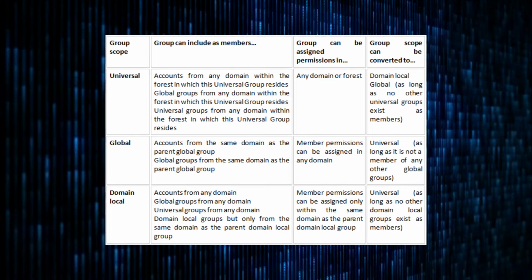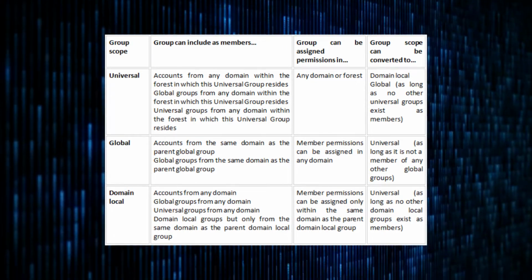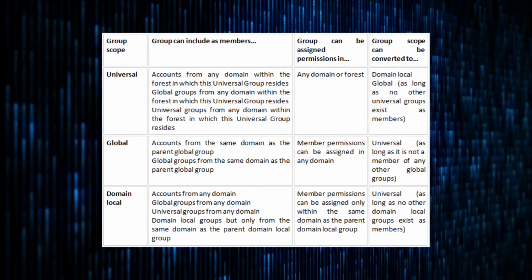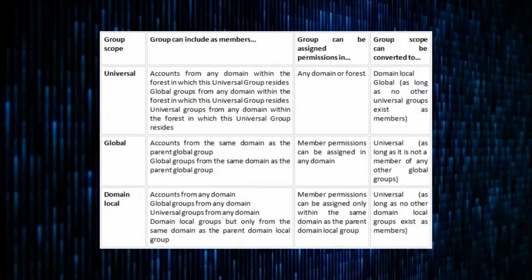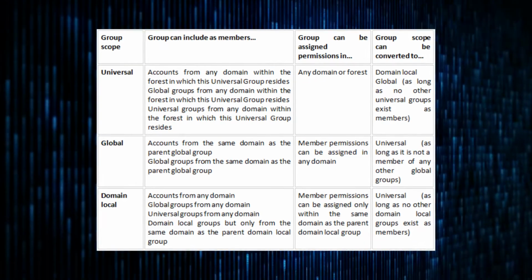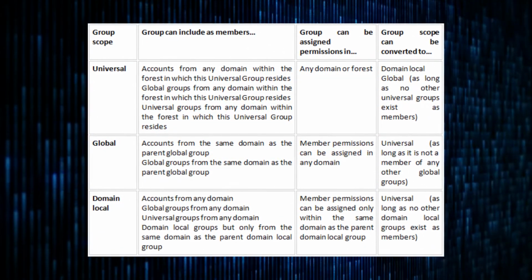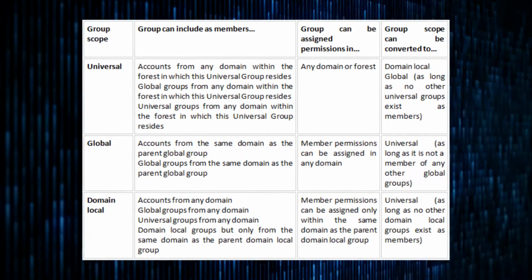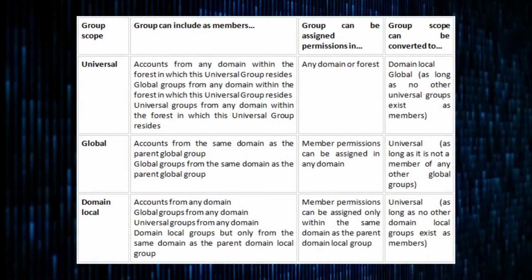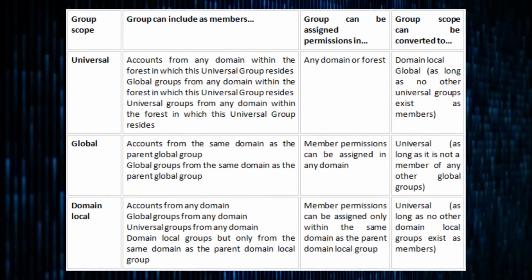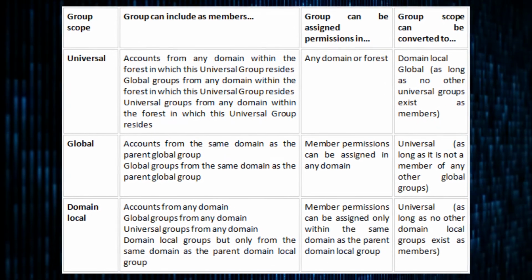The following table describes the differences between the scopes of each group. Group scope. Group can include as members. Group can be assigned permissions in. Group scope can be converted to. Universal: accounts from any domain within the forest in which this universal group resides; global groups from any domain within the forest in which this universal group resides; universal groups from any domain within the forest in which this universal group resides. Permissions can be assigned in any domain or forest. Can be converted to domain local. Global, as long as no other universal groups exist as members.